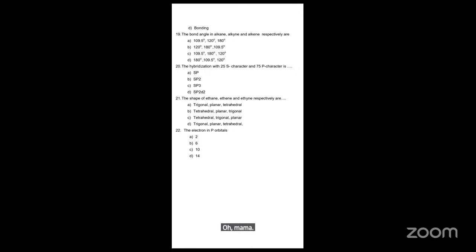The shapes of ethane, ethene and ethyne respectively are tetrahedral, trigonal planar, and linear. The electron in p orbital is what?